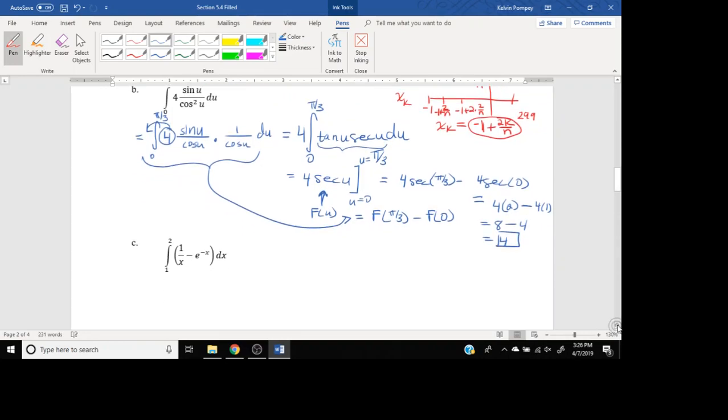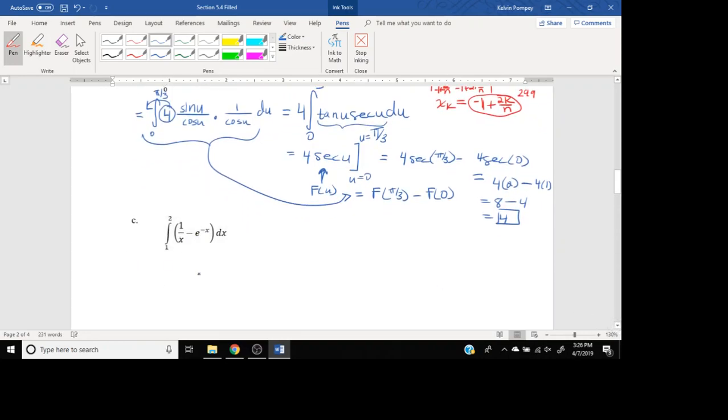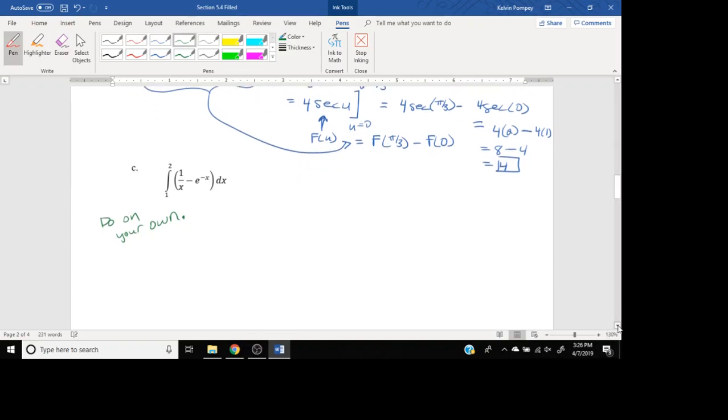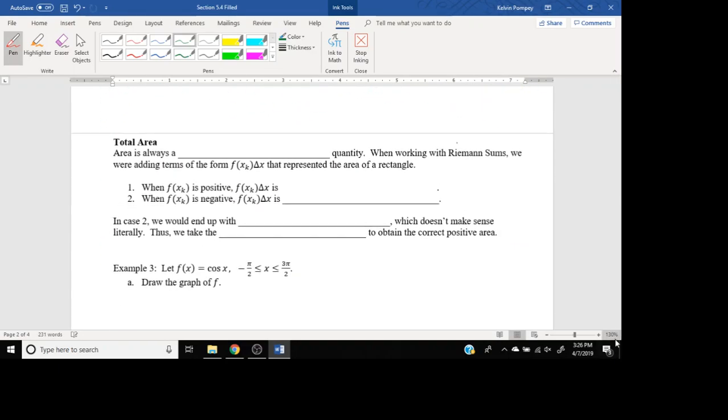All right. I'm going to save part C for you to do on your own, and we'll talk about this in class on our next class meeting. So do on your own. All right, let's go to the last page in our notes where we talk about total area.